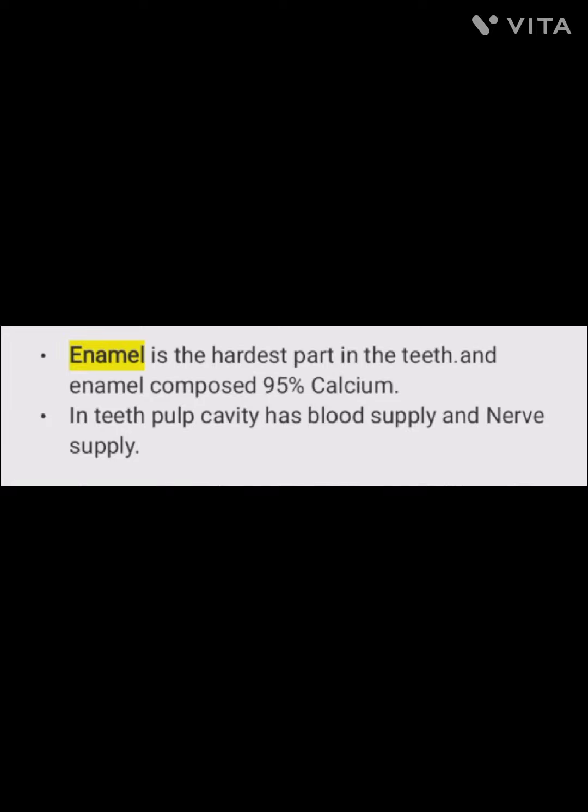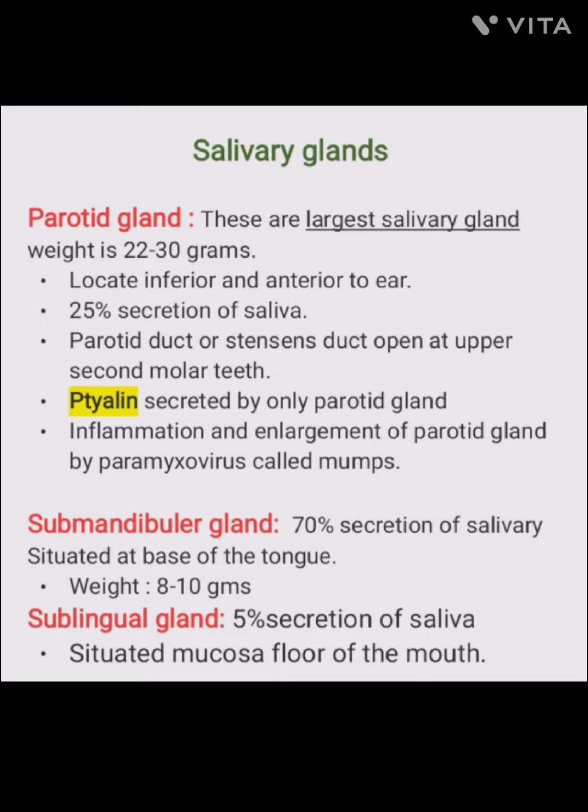Enamel is the hardest part in the teeth and enamel is composed of 95% calcium. In teeth, the pulp cavity has blood supply and nerve supply. Salivary glands. There are three pairs of salivary glands.